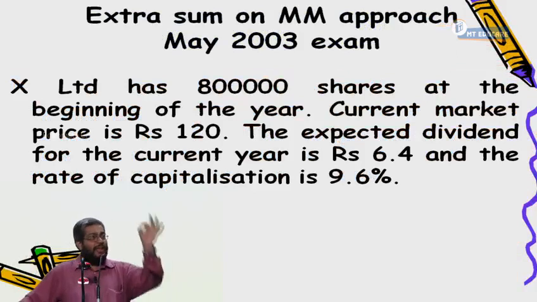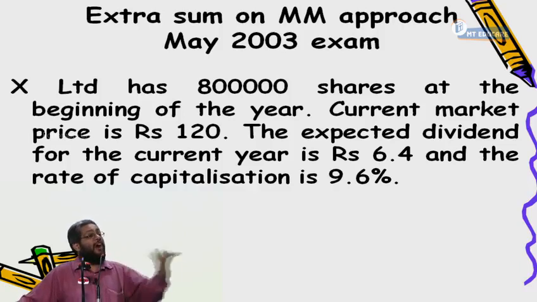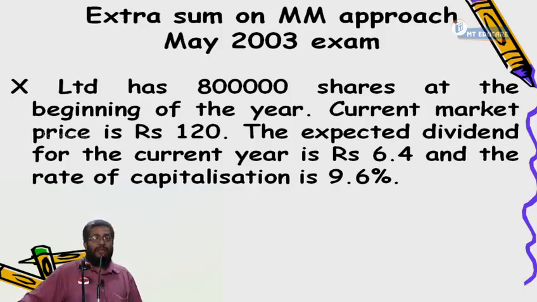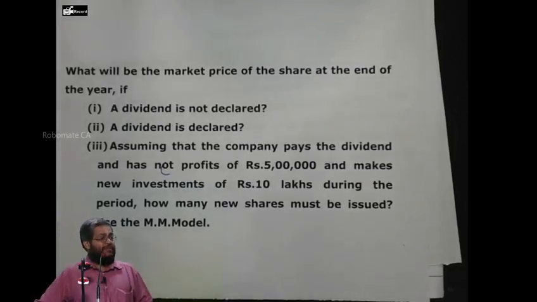Okay, first of all, a problem is asked. The first step is to find out P1. Always, in every problem, the first step is to find out what? P1. Which formula will be used to find out P1? P0 is equal to D1 plus P1 divided by 1 plus KE. That will be used to find out P1. That P1 will be found out without dividend and with dividend. Without dividend, P1 will be higher. With dividend it will be what? Lower. By how much amount? The dividend amount. Yes or no?